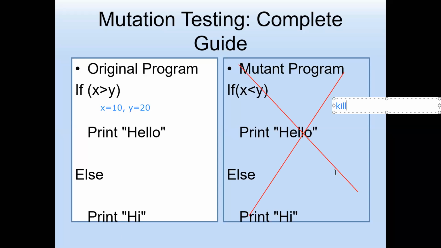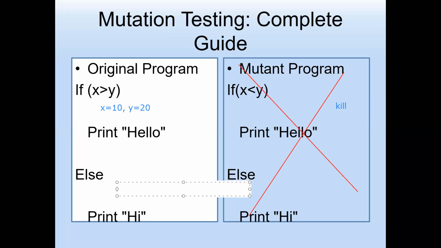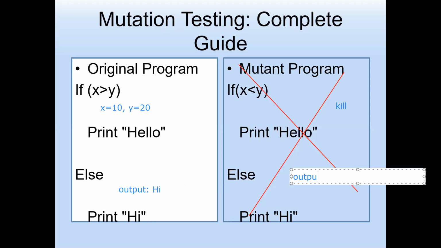Why? Because the resultant output here for the original is hi, and with respect to your mutant, the output is hello. So both are different. You're comparing the outputs, checking whether the mutants should be kept or deleted. So here you can say it can be deleted. Understanding it? Is it clear?